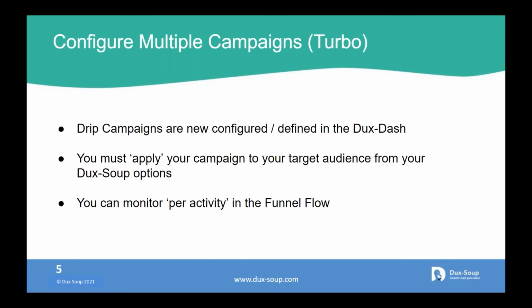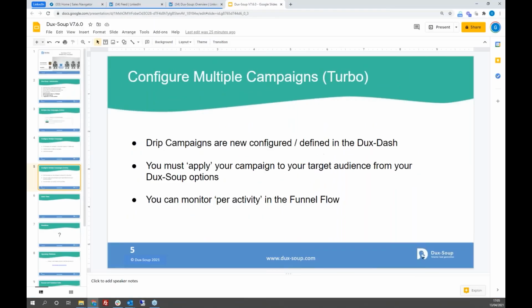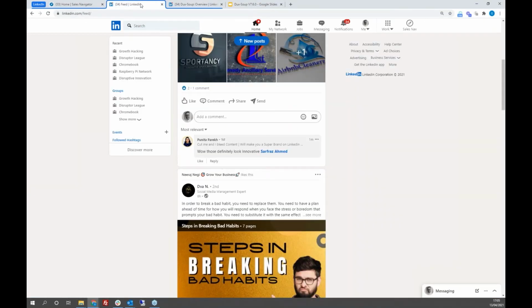Drip campaigns are now configured and defined within the Dux Dash. Again, we'll show you how to get there. Before your campaign is run against your targeted audience, you need to apply it in your Dux-Soup options. Then per campaign or per activity, you can monitor that all through the funnel flow in the way the stats are now presented. We've slightly changed the funnel flow so that it's hopefully more usable, more easily definable exactly what data you can get out, and more customizable. So let's stop sharing that and go to a real life example.